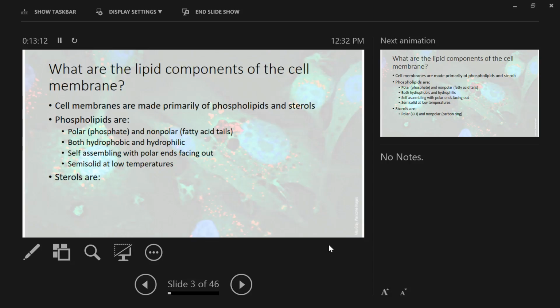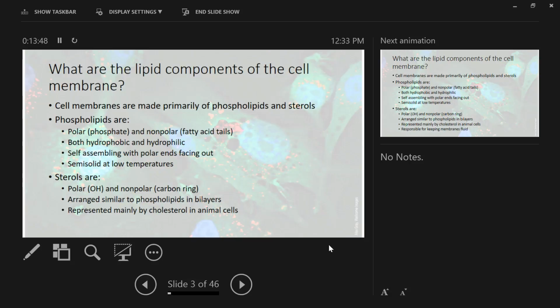Sterols, like phospholipids, are polar and nonpolar. They're smaller, though. The polar area is just a hydroxyl group, and the nonpolar part is a big, complex carbon and hydrogen ring. This polar portion of the sterol, whether cholesterol or something else, is going to interact well with the water outside of the membrane and inside. And the nonpolar region is going to interact well with the fatty acid tails. So again, similar to phospholipids, and it will self-assemble in water.